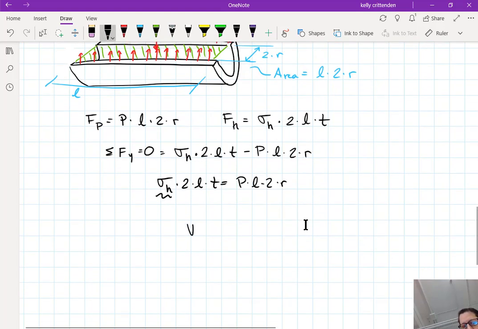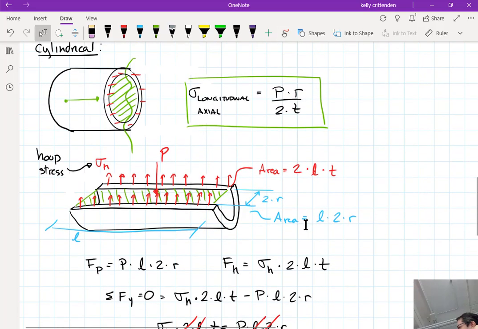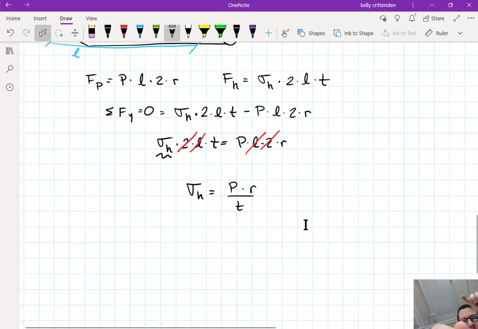And solve for the hoop stress. The 2's cancel out. Turns out the length didn't matter. It cancels out on both sides. And I end up with P R over T. Very similar to P R over 2T. So it is important to know the difference, because obviously this one, the hoop stress, does not have a 2 in the denominator, so it's twice the amount of the axial stress, or the longitudinal stress. And so it is the one that is going to be larger when you have a cylindrical pressure vessel.